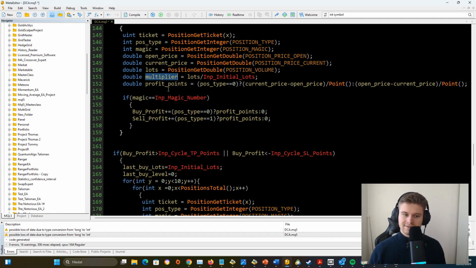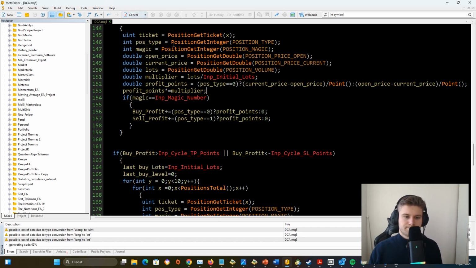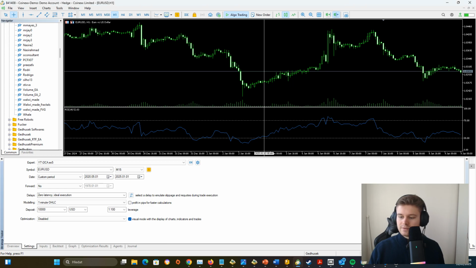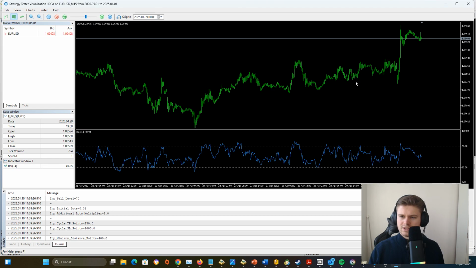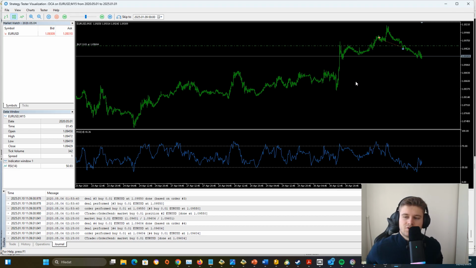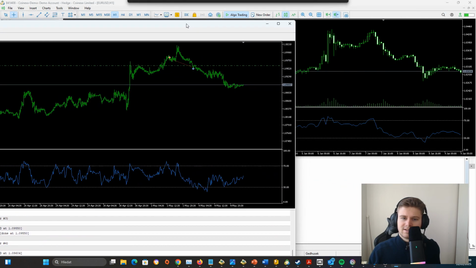Therefore, what we will do next is that we will multiply the profit points by the multiplier variable. Okay, so if we are working with higher lot sizing, the profit has more weight to it. So that's how we have to do this. So now when I start this, we should see a pretty similar backtest. We'll just close the cycles sooner.